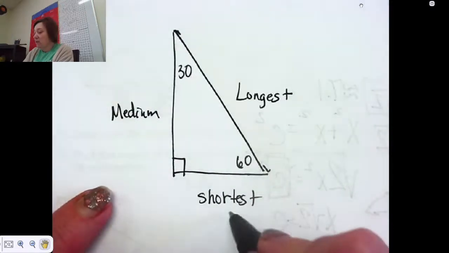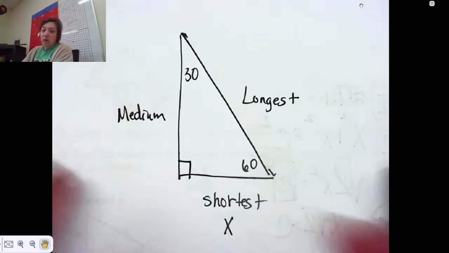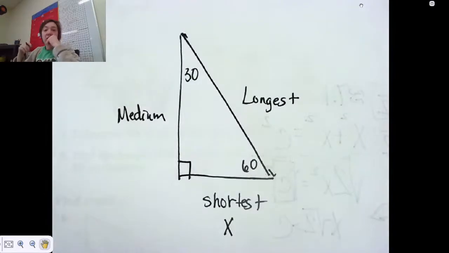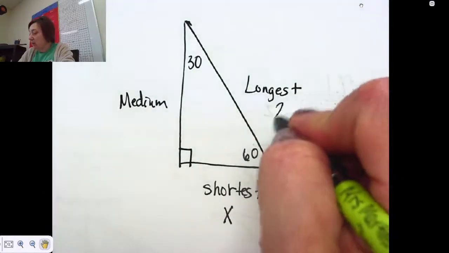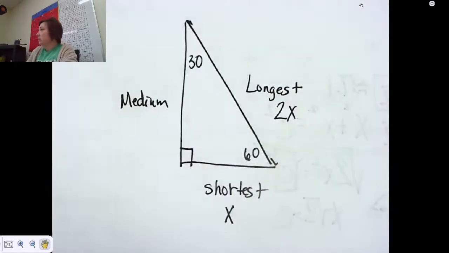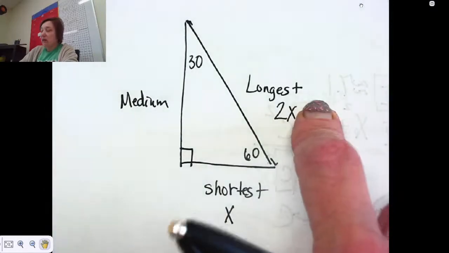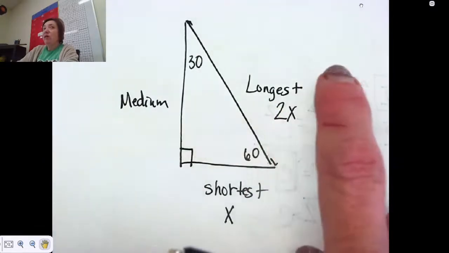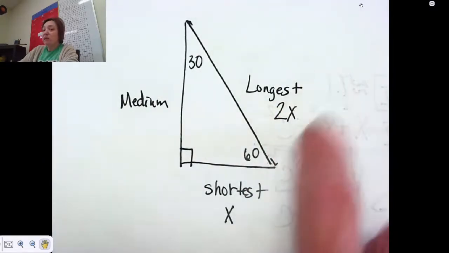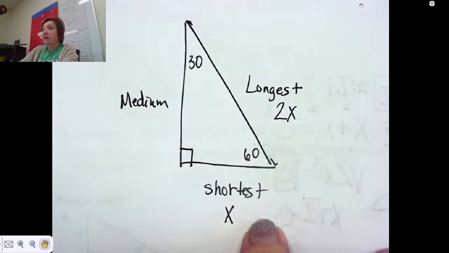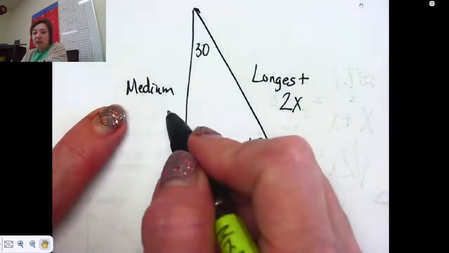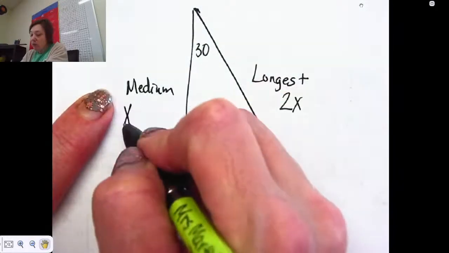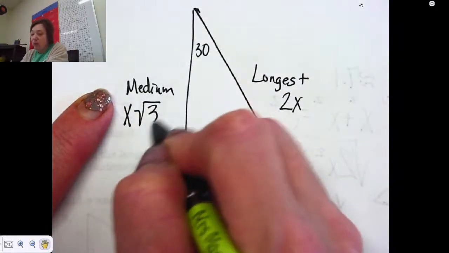So the shortest side, we'll call it x. The longest side is 2 times x. That means if the shortest side is 5, the longest side is 10. If the shortest side is 8, the longest side is... If the longest side is 20, what's the shortest side? 10, because you take half of it, right? And then the medium side is whatever the shortest side is times the square root of 3.